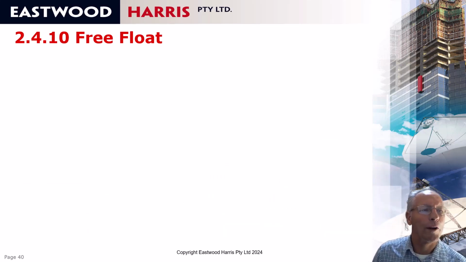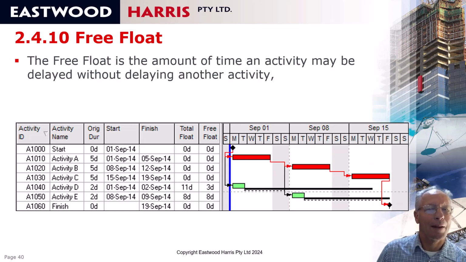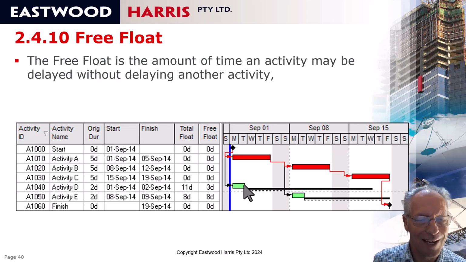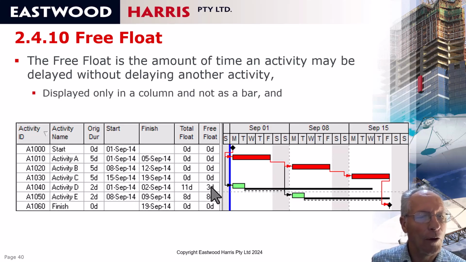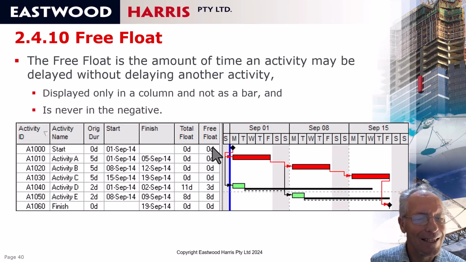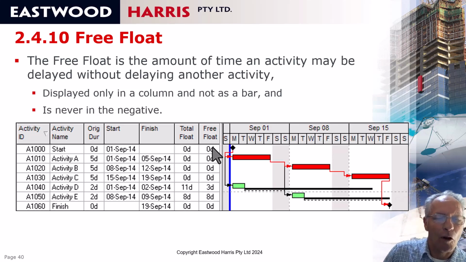Next we want to talk about free float. Free float is the amount of time an activity may be delayed without delaying another activity. So you can see that this activity may be delayed 3 days before it delays that one, and therefore that is the free float. The free float may only be displayed in a column and not as a bar, and it is never negative. So free float is the amount of time an activity may be delayed without delaying another activity. We're not working Saturday and Sunday, and therefore if this gets delayed 4 days, then it will finish on Monday.